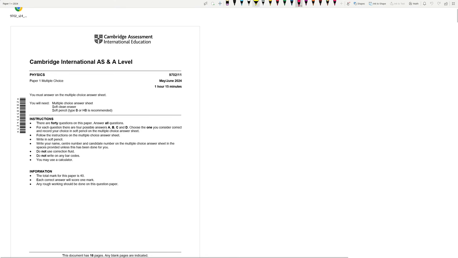Today we're solving this physics paper. This is physics paper 1 multiple choice, 9702 paper 11 from the May June 2024 series. The time is 1 hour 15 minutes. I'm going to be uploading paper 1-3 tomorrow as well, and then I'll be rolling out more chemistry, biology and math papers.